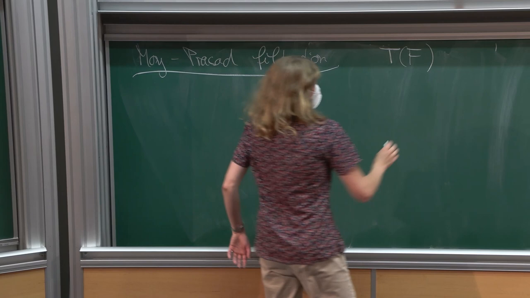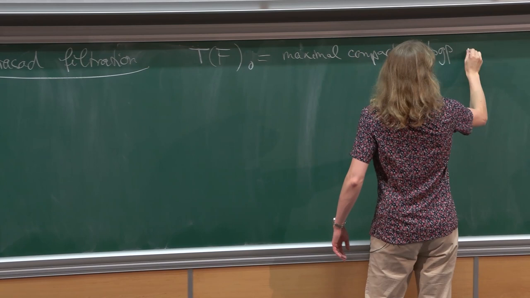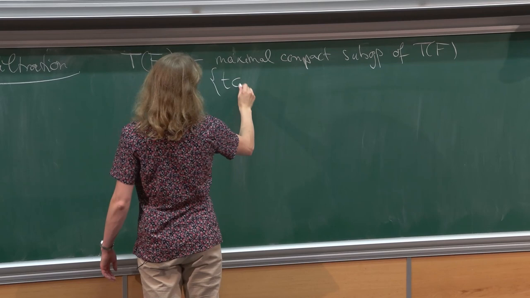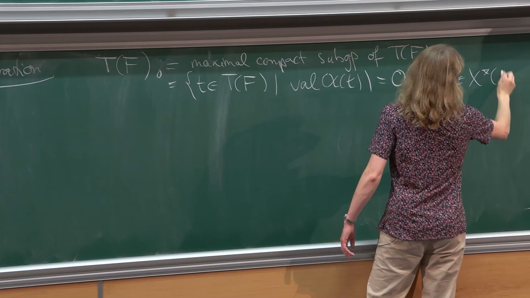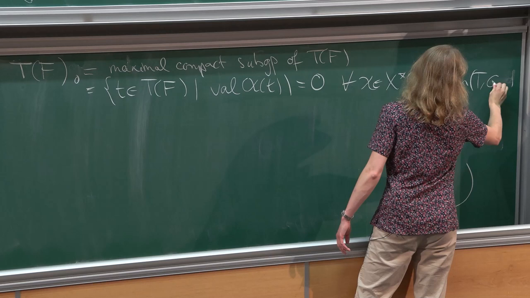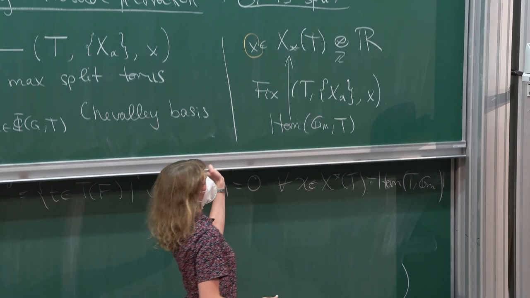The zeroth filtration subgroup is just the maximal compact or maximal bounded subgroup of T of F. So in other words, more precisely, it's all the elements t inside T of F, such that the valuation of chi of t is equal to 0 for all characters chi of the torus. So all the homomorphisms of the torus into G_m. Sorry, I don't know if we ever introduced that, so I should have said that these are the homomorphisms of G_m into the torus, the cocharacters. That's the zeroth filtration subgroup.